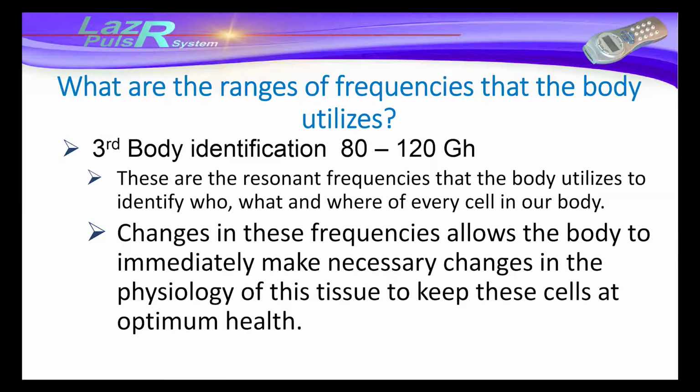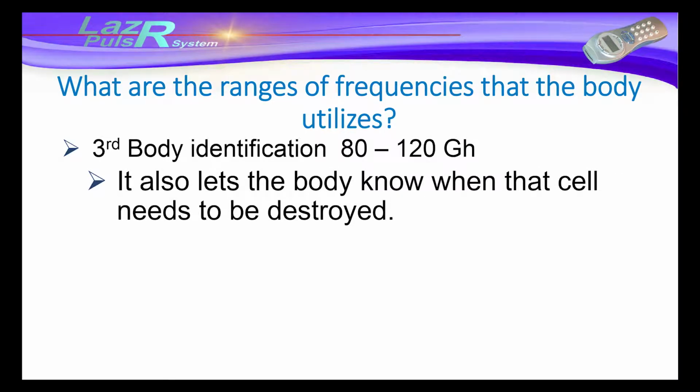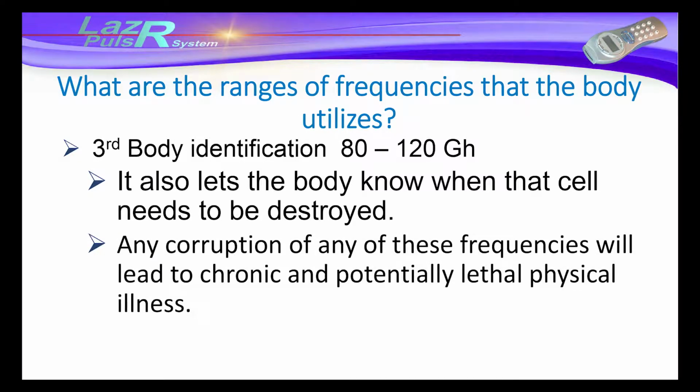This allows the body to make immediate necessary changes in the physiology of this tissue to keep these cells at optimum health. It also alerts the body to any cells that may need to be destroyed. This occurs because all cells have a lifespan, and at a certain age they need to be destroyed and replaced. Or they may just be in the wrong place. For example, the body cannot tolerate a healthy liver cell growing anywhere else in the body besides the liver. Any corruption of these frequencies will lead to chronic and potentially lethal physical illnesses.